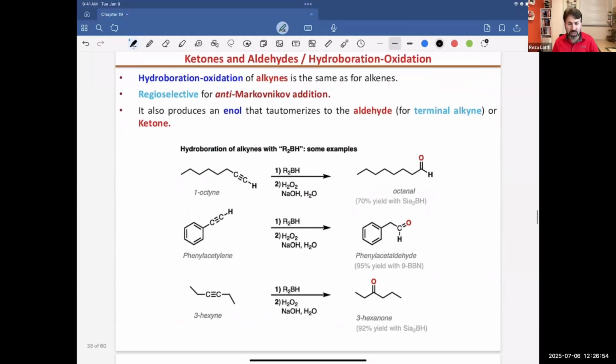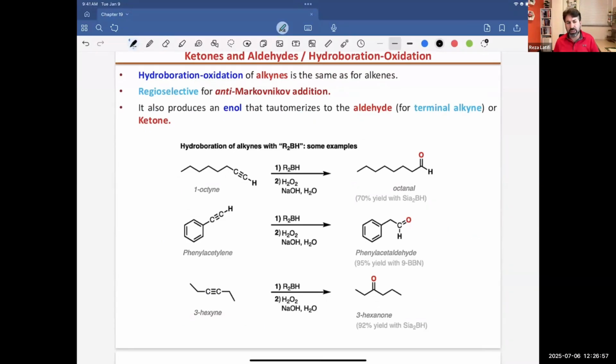Now, what will happen if I change position of the triple bond? It depends what you start with. You might get different product. Now, if it's a terminal, regardless of whether it's aliphatic or aromatic, you will get aldehyde. So in both cases, we got aldehyde, first and second one, and here we have a phenyl ring attached to the triple bond. Still, we got an aldehyde.